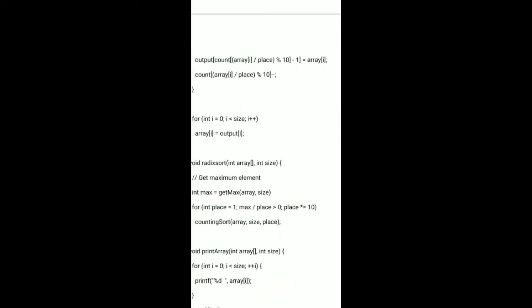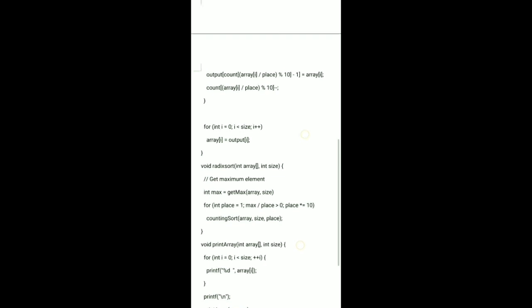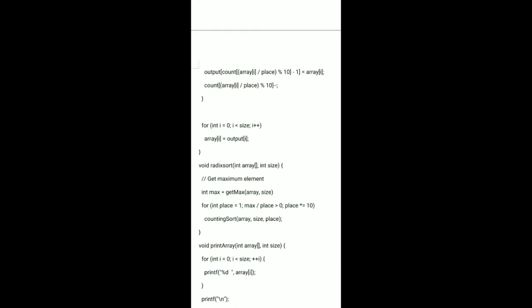Now to place all the sorted numbers, we'll take the output array, and a[i] divided by its place mod 10, minus 1; we will move from the left to the right place. So we have to decrement and collect the whole numbers, which is why we will use count[...]--, and all of these will be stored in the output array.